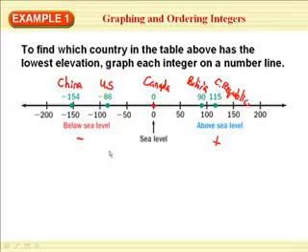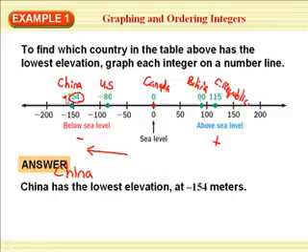The lowest would be the farthest one to the left, meaning the one that has the smallest number. In that case, it would be China. 154, sometimes people think that's a big number, but since it has the negative on it, it is smaller. A lot of times I think of negatives as owing money, and owing $154 is way more than owing 86 or having a +90. So China is the answer to example number 1.